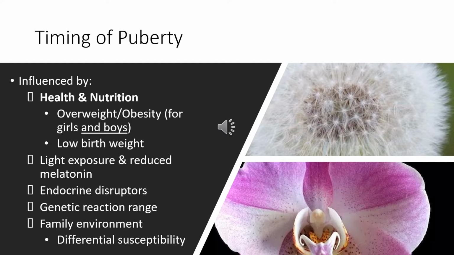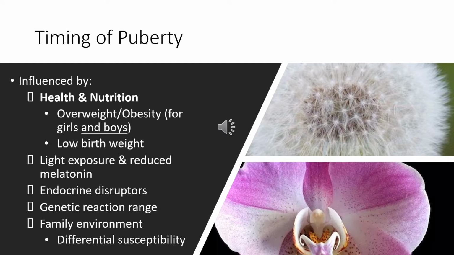Other reasons are low birth weight, because interestingly this leads to more insulin production, because the body's trying to ensure its survival by gaining weight, but this can sometimes either lead to obesity or it can overstimulate sex hormones. And so now that more kids who were born low birth weight are surviving, that also contributes to the earlier timing of puberty.